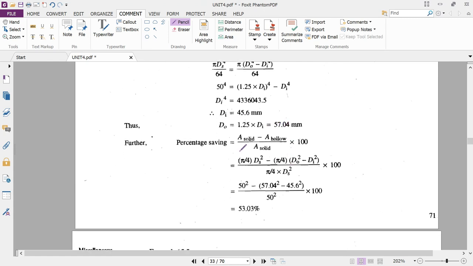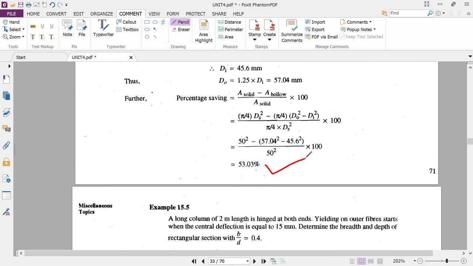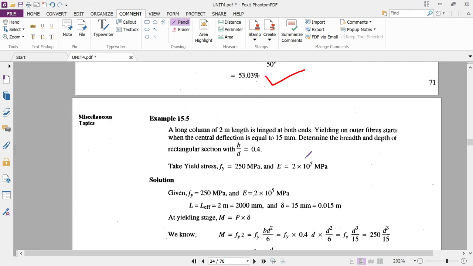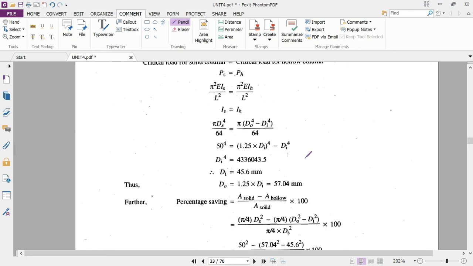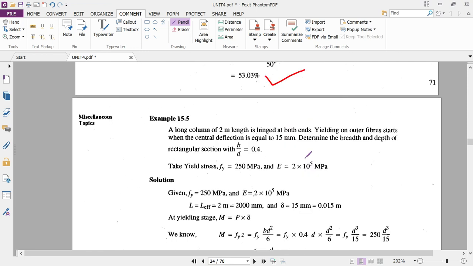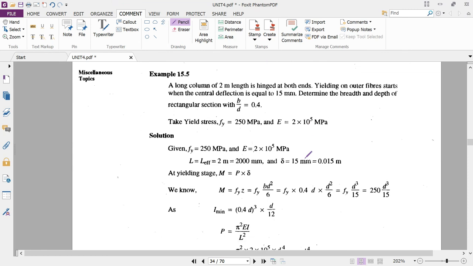Now percentage saving, this is the formula to calculate it: A solid minus A hollow, divided by A solid, into 100. Whatever the areas are, we have to put the area of the solid section and the area of the hollow section very carefully, and then finally we will get the percentage value. This is 53.03. Okay, so this is also one very interesting numerical. So let us see another example.